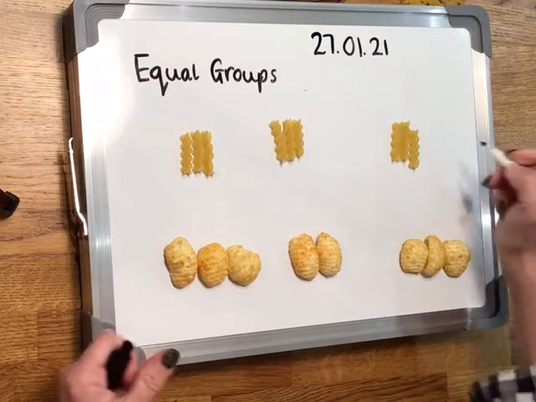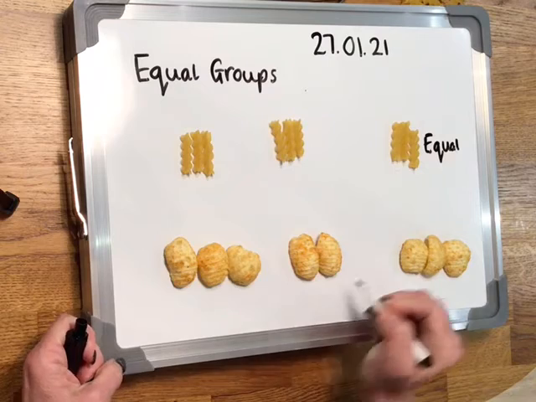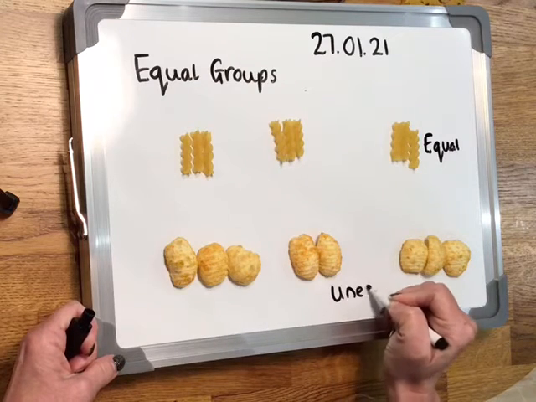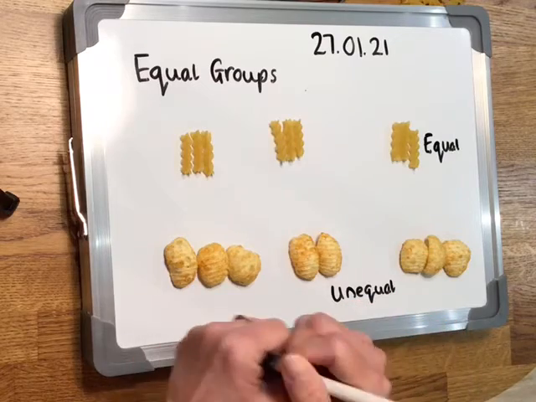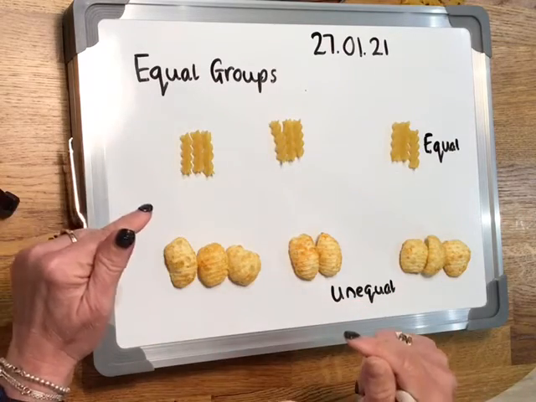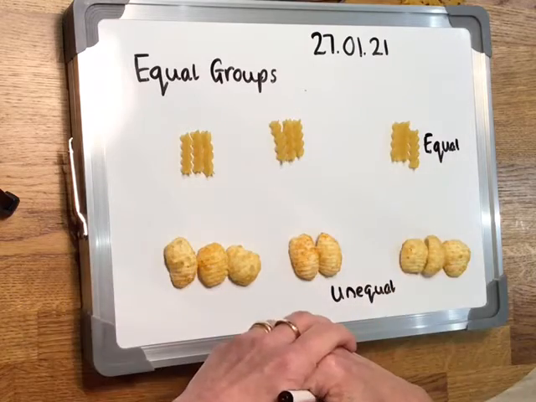So I'm going to write equal and I'm going to write unequal. Okay, children, so that's really important that you remember that equal groups have got the same amount in each group.